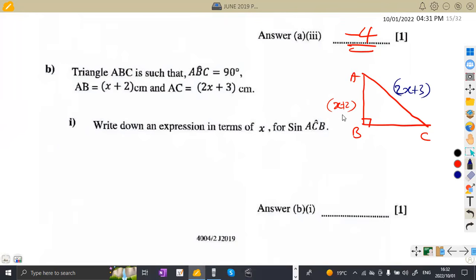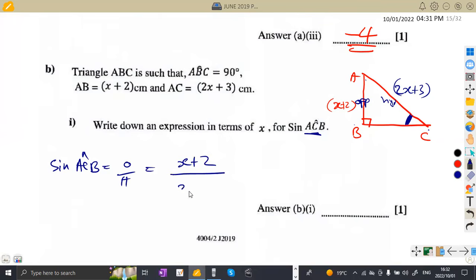Okay, so what we are asked is to write down an expression in terms of x for sine ACB, this one. Remember, the ratio for sine is opposite over hypotenuse. So sine ACB is opposite over hypotenuse. The opposite is x plus 2 over the hypotenuse, which is 2x plus 3. So that is an expression. Take note, the question is for you to write an expression, full stop. So that was it, and let's see the other part now.